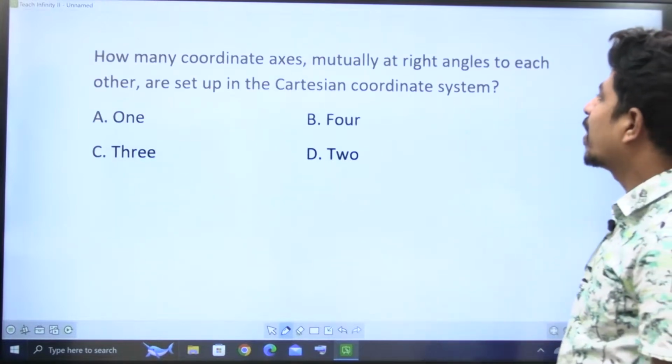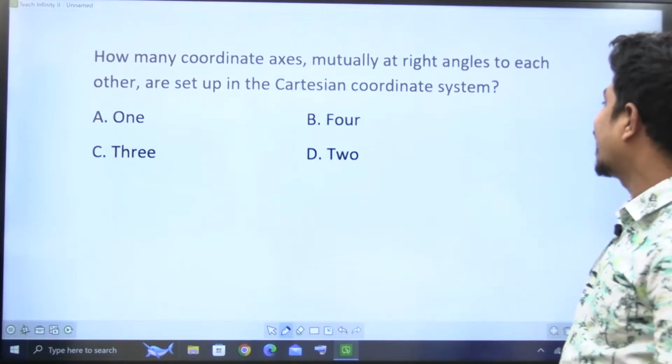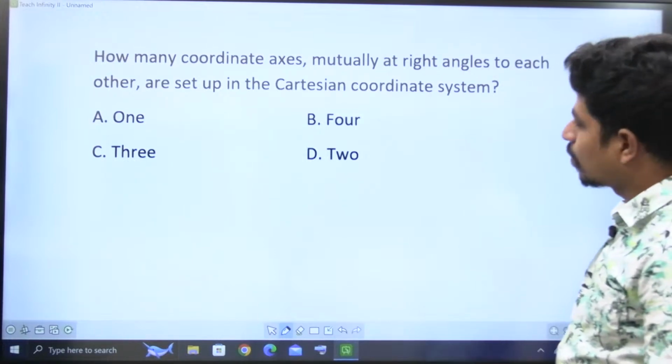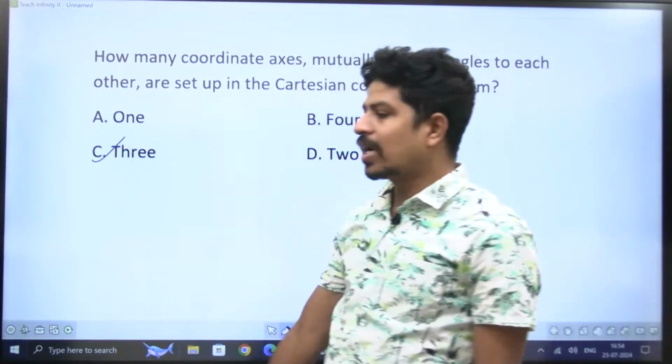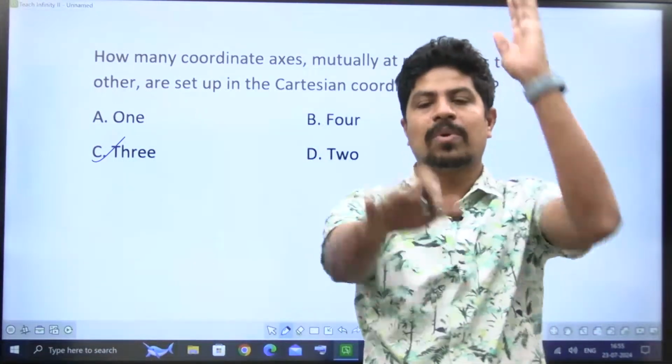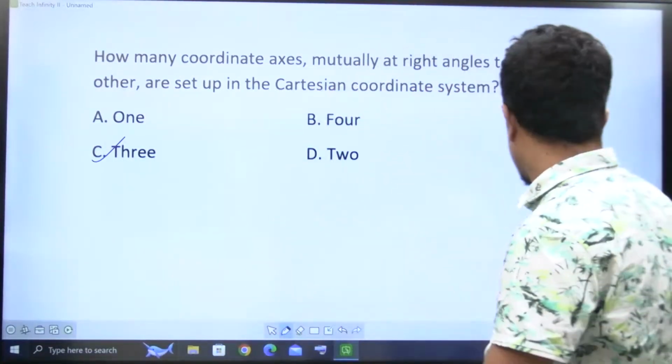Next, how many coordinate axes mutually at right angles to each other are set up in the Cartesian coordinate system? All three, x, y, z, in the Cartesian coordinate system, all three are perpendicular to each other, right?